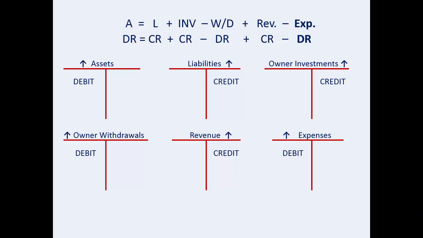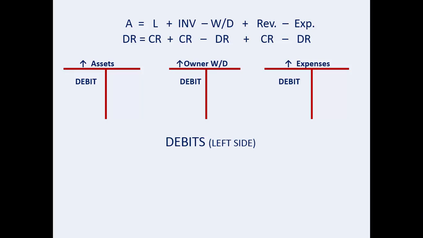And you need to have a strong foundation of debits and credits with everything in accounting. The debit is on the left side with assets, owner's withdrawals, and expenses. AWE, that's your debit side. Assets, withdrawals, and expenses.